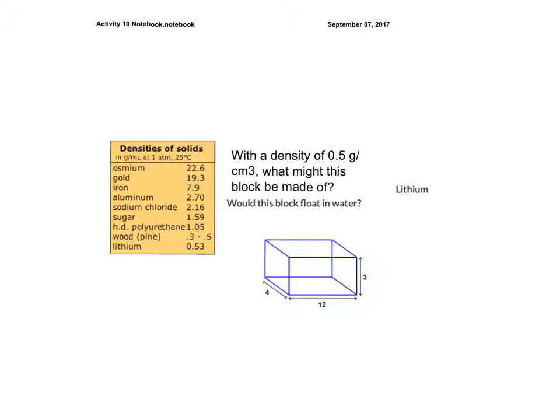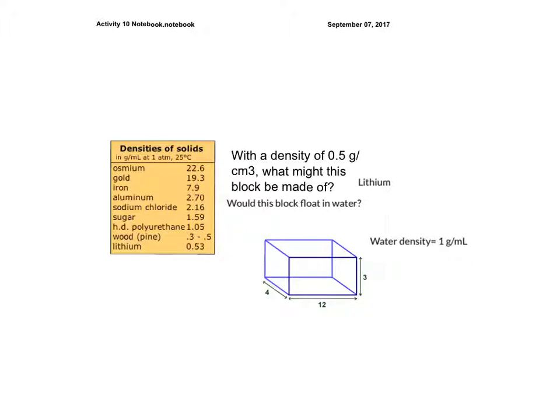And then the last question wants to know, would this block float in water? If you don't remember, I believe in a previous activity I talked about how the density of water is 1 gram per centimeter cubed. That's the density of water, or 1 gram per milliliter. It does not matter. It could be either, because those are compatible, so I could put either centimeters cubed or milliliter.